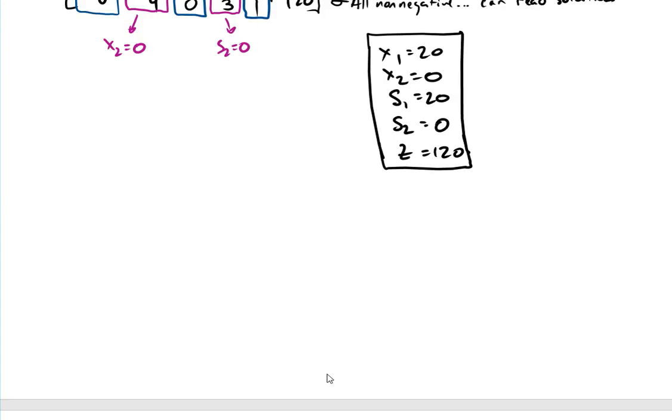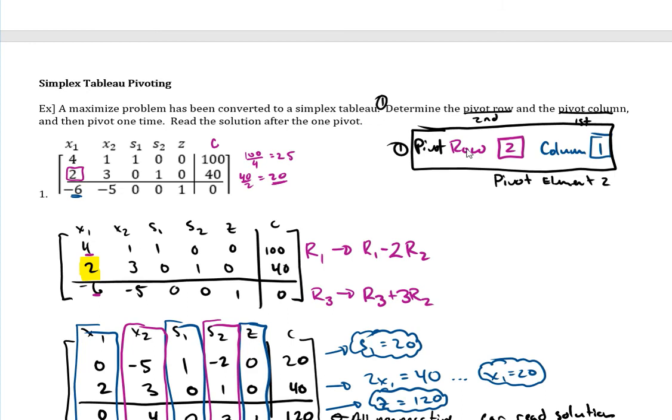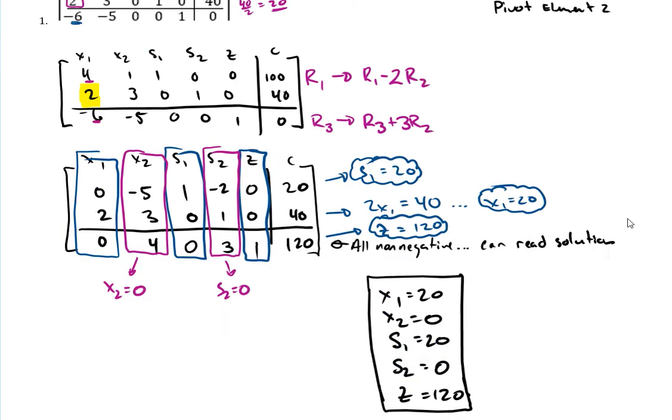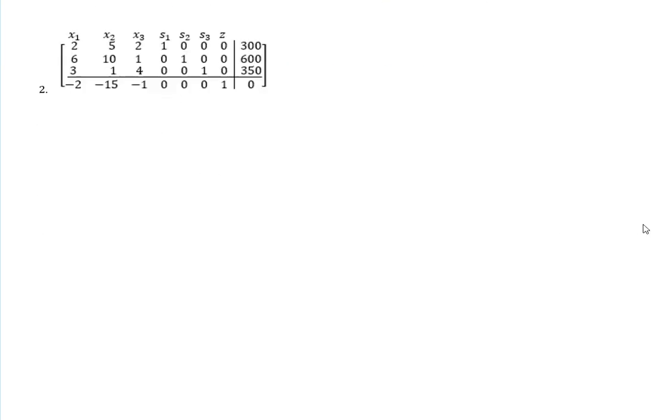Hello everyone, and welcome to another video of us pivoting once using the simplex method. The directions were on the previous page: we're going to determine the pivot row and column, then pivot once, and then read the solution from there.